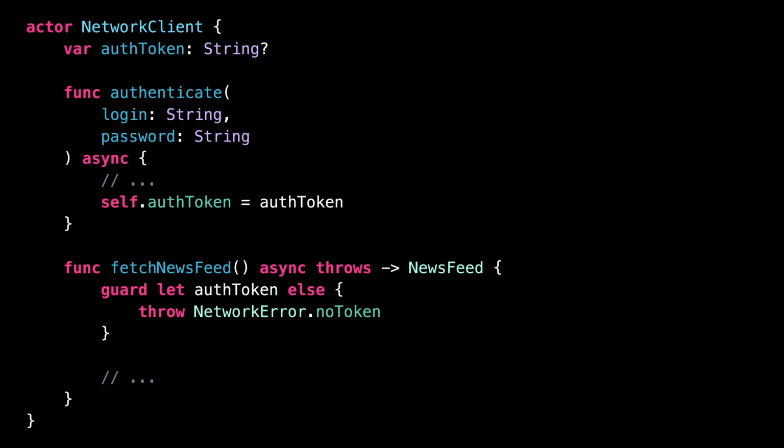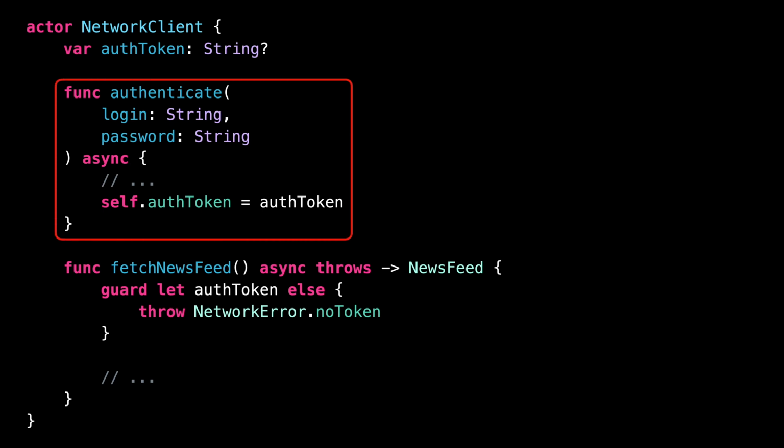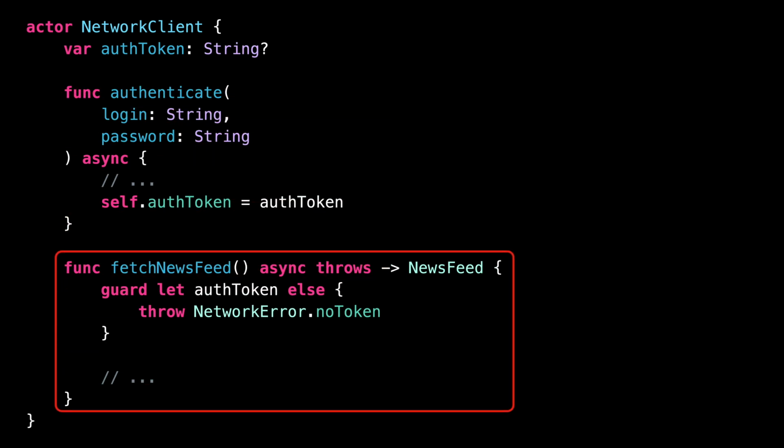Do you see what's the issue with this code? Here we have an actor that implements a network client. We have a first method called authenticate, which allows us to get an authentication token. And then we have another method called fetchNewsFeed, which uses the authentication token to retrieve some actual data.